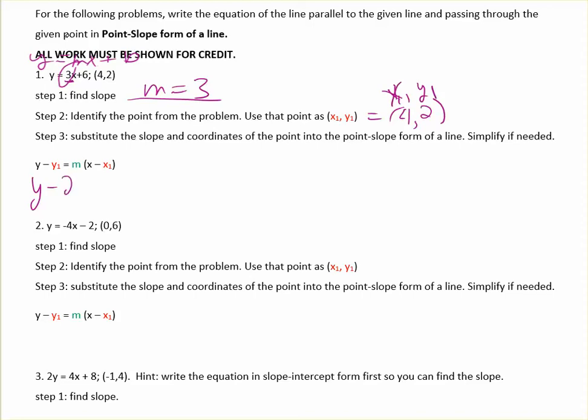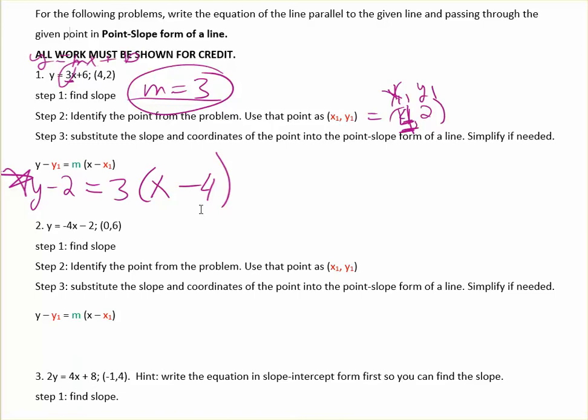So y minus 2 equals m. M is right here. X minus x sub 1. Find x sub 1. It's right here. It's 4. Can you read that? This is in point slope form. We don't have to simplify because we don't have any minus a negative. This is our answer and you're done. Don't do anything else to it.